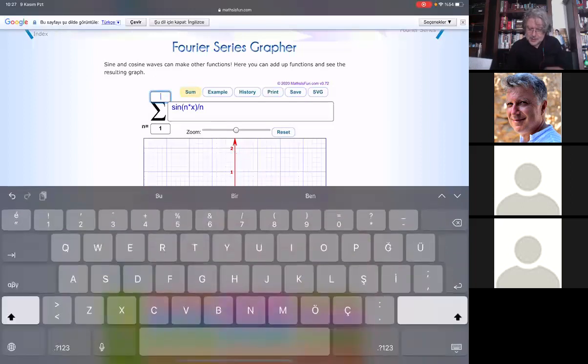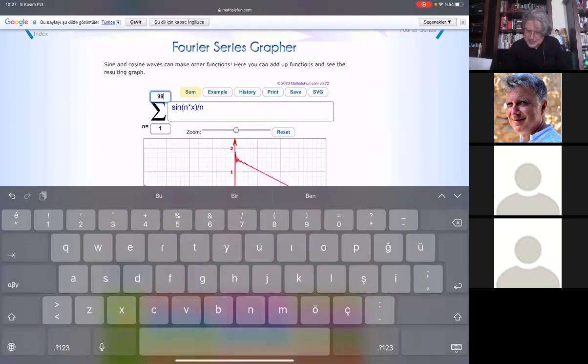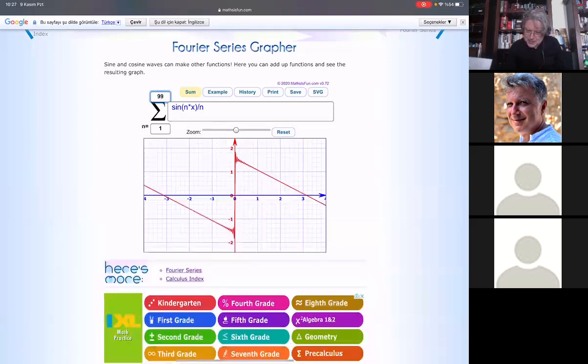Let's make it 100. I think it doesn't run for 100. Let's make it 99. I don't know, probably something like this. So the spike gets narrower, but it's still there. That is the Gibbs phenomenon.